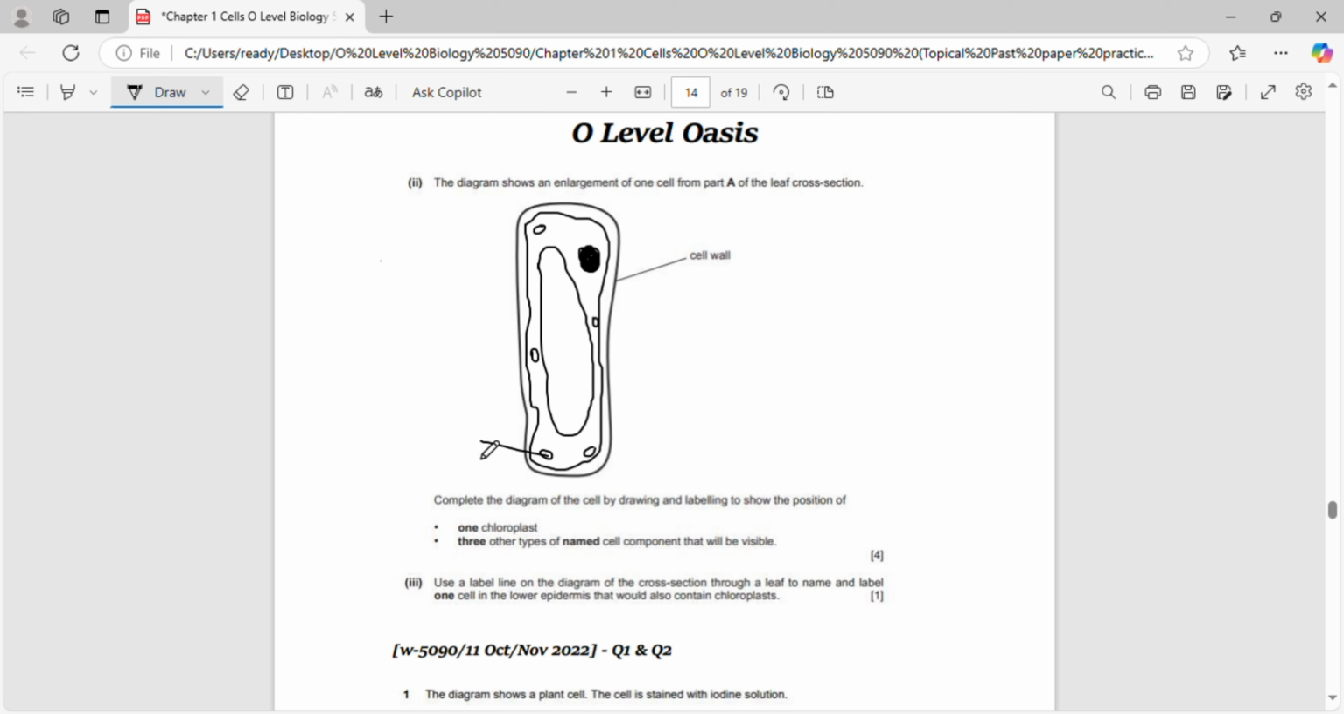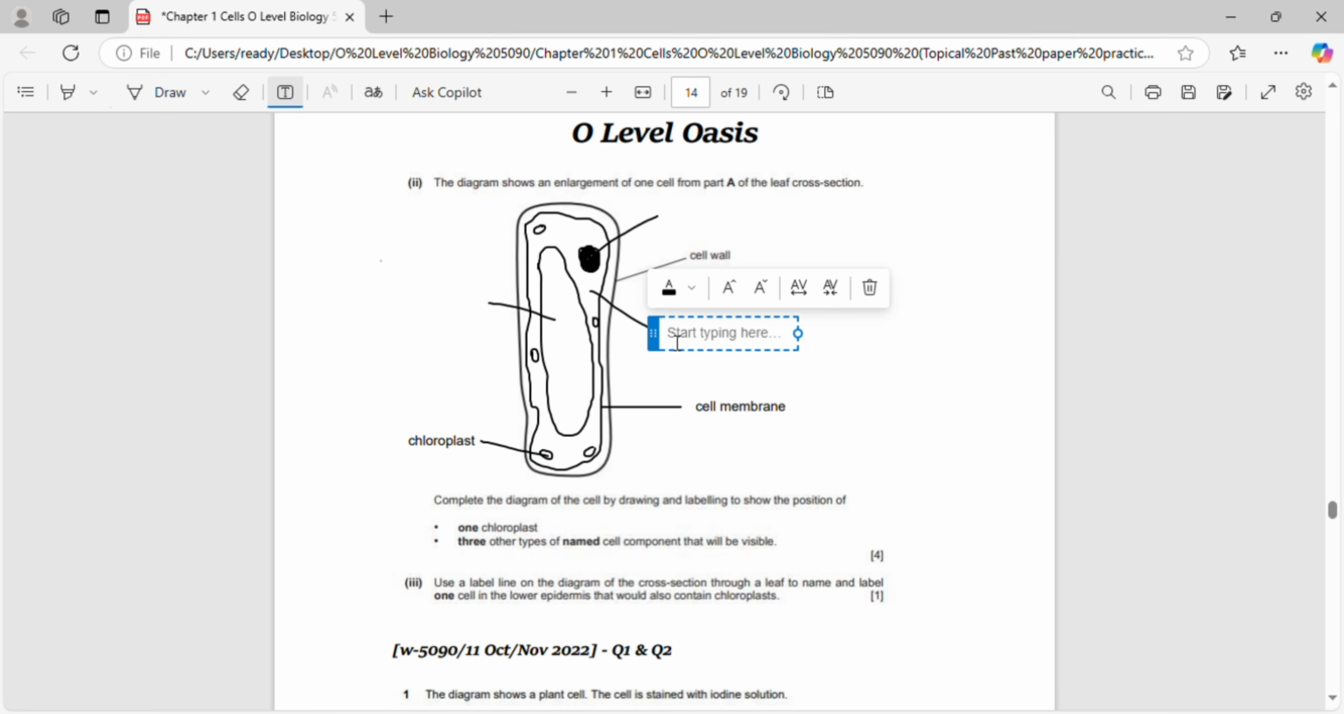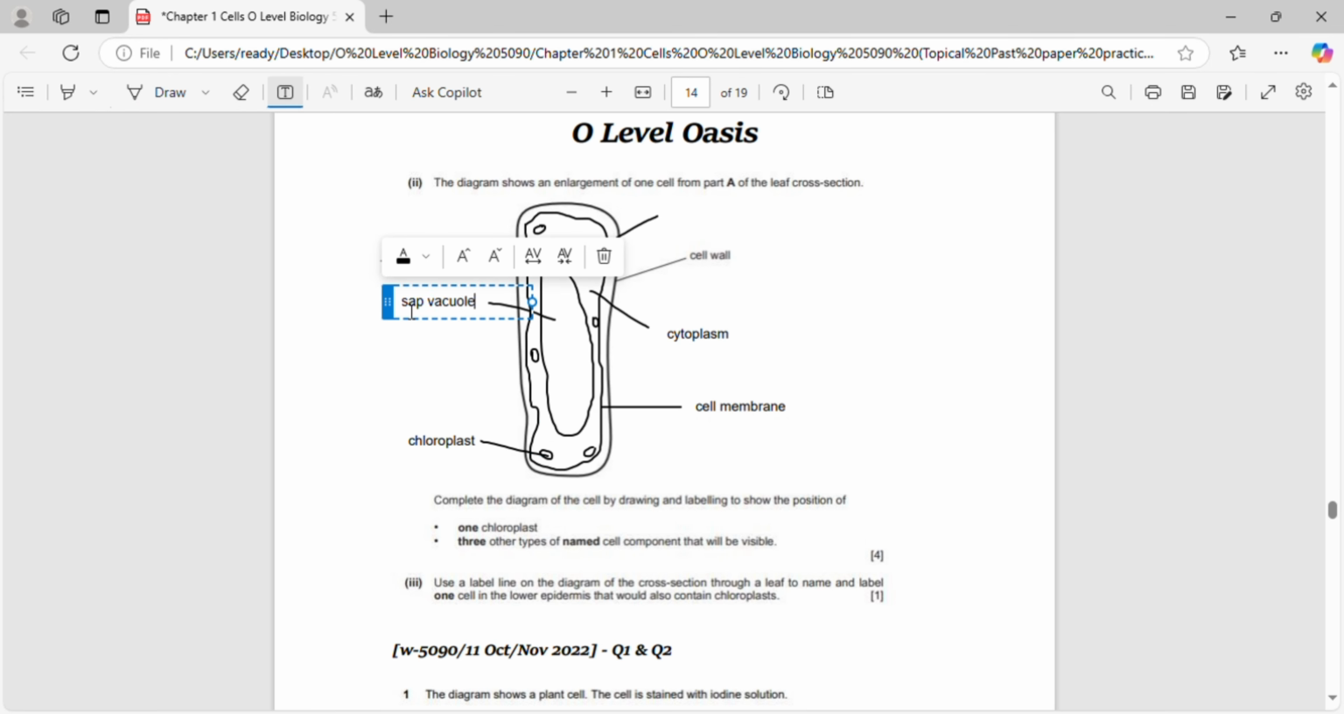Now we can label the components. I'll label only one chloroplast, as requested in the question. This is the cell membrane. And this is the nucleus. And this is the sap vacuole. This is the cytoplasm. You can label this as well, as it will earn you marks. Chloroplast. Cell membrane. Cytoplasm. Sap vacuole. Nucleus. Label correctly to earn full marks.